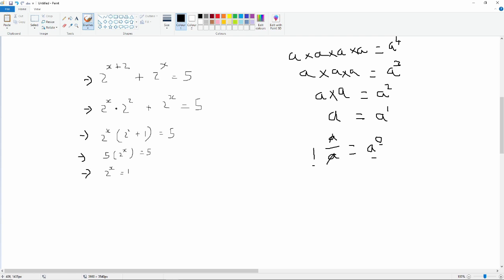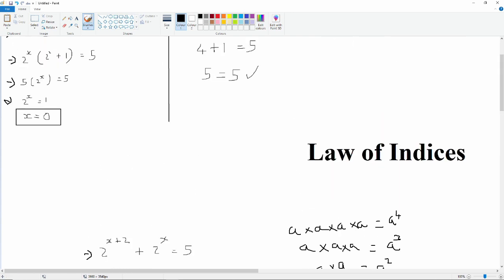So if 2 to the power x is equal to 1, then what value for x will make 2 to the power x equal to 1? Well, anything raised to the power 0 is 1. So x is equal to 0, which is our final answer.